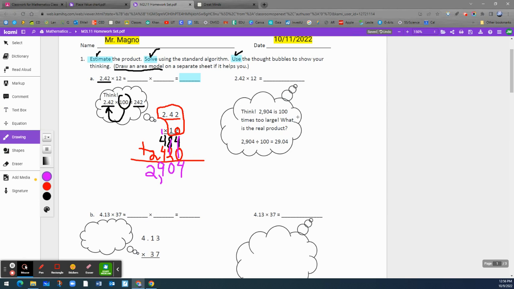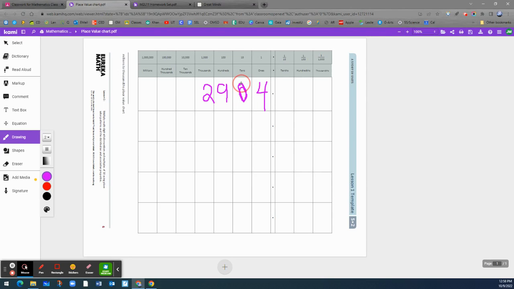They show you your thinking. This number, 2,904, is 100 times too large. We're going to take 2,904 divided by 100, which is going to move all the digits to the right twice. So now the 4 ones is 4 hundredths. The 0 tens is now going to be 0 tenths. The 9 hundreds is now turning into 9 ones.